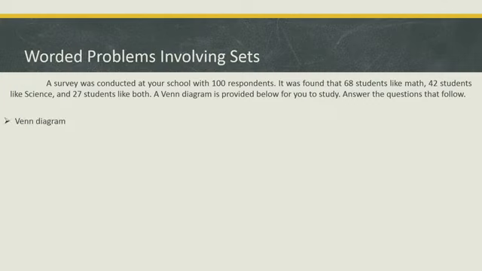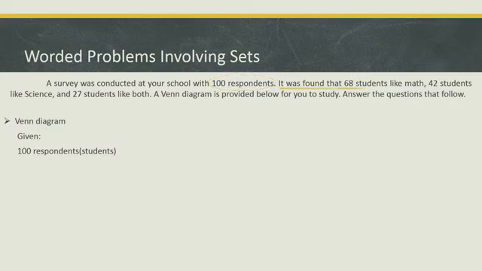Since we have to illustrate this into a Venn diagram later, but before that, isulat sa gyud nato unsa ang mga given. Okay? So the first given is a survey was conducted at your school with 100 respondents, meaning you have 100 respondents. So naa kay 100 ka students.